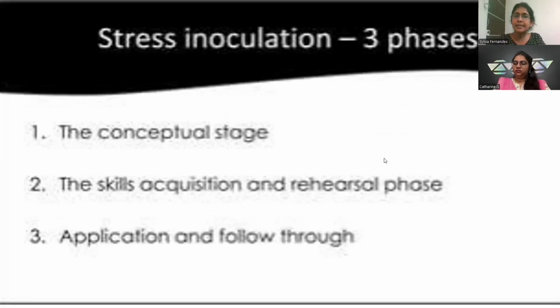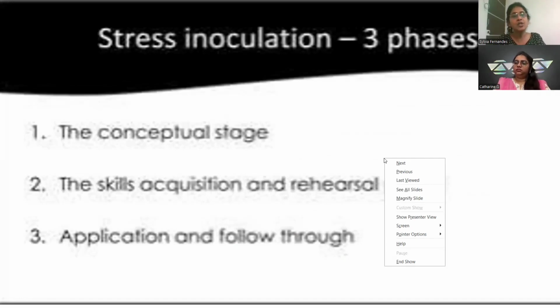When it comes to the skills acquisition phase, the client is taught coping skills, which are practiced initially in the clinic, then gradually they are rehearsed in real life. These include positive thinking, relaxation, methods of attention diversion, using social support, and time management. These are cognitive because they teach new ways of thinking and learning new behaviors.